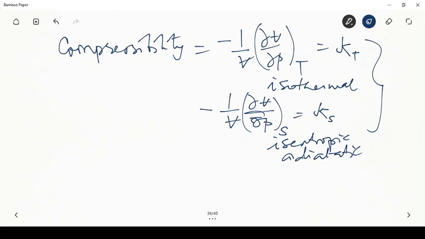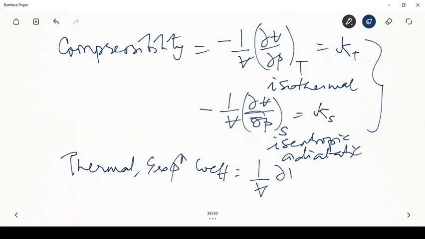In addition to that, we have what is called the thermal expansion coefficient, which is 1 by V del V by del T, that is the change in volume under the action of temperature at constant pressure. So it is called the isobaric thermal expansion coefficient. This is normally denoted as beta, which is commonly used in heat transfer, particularly in buoyancy driven flows.